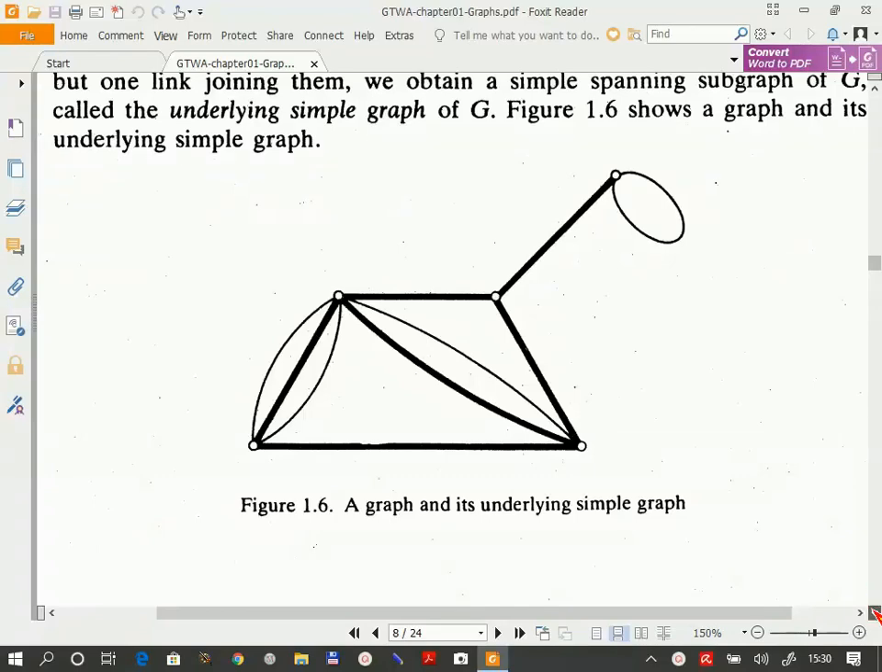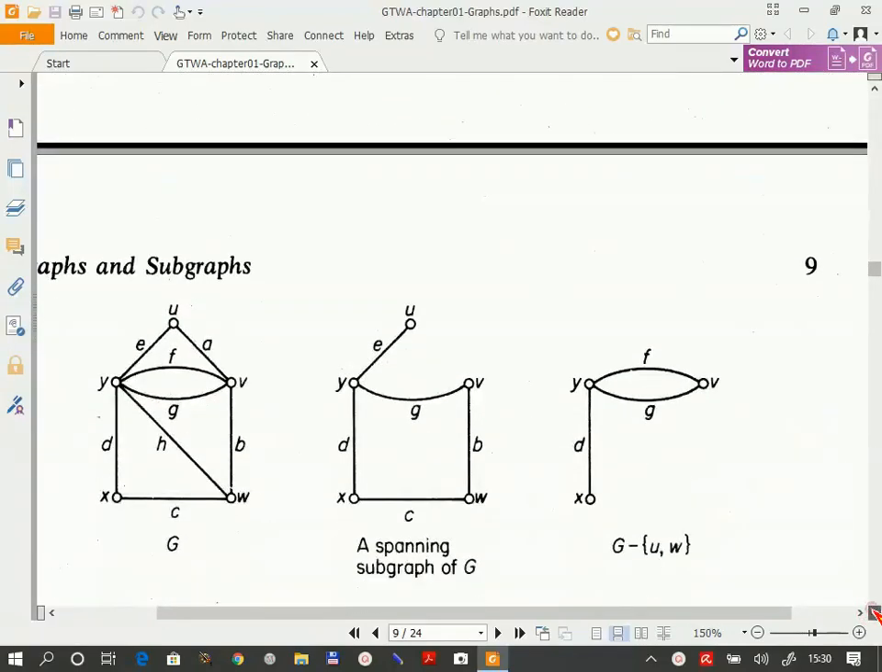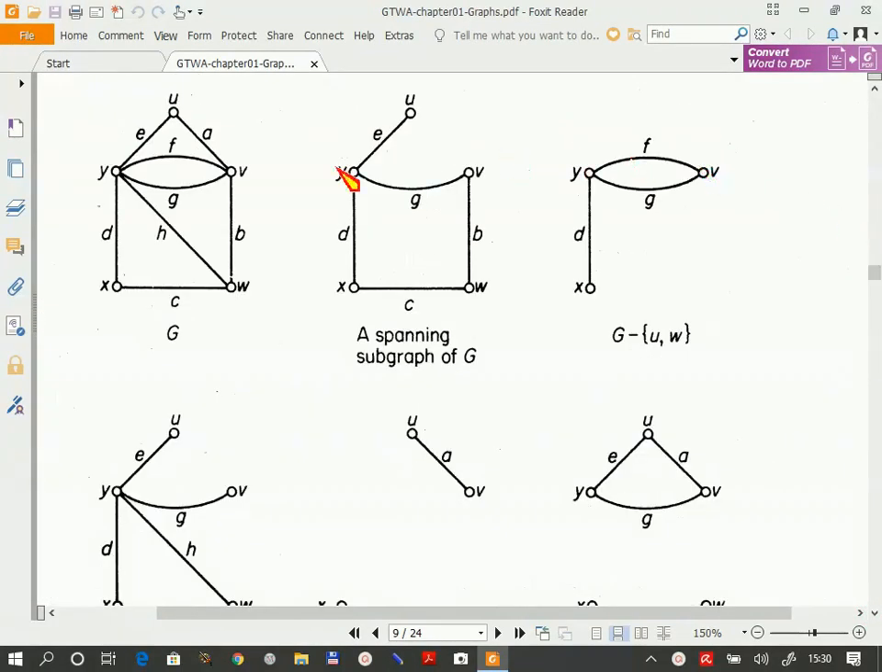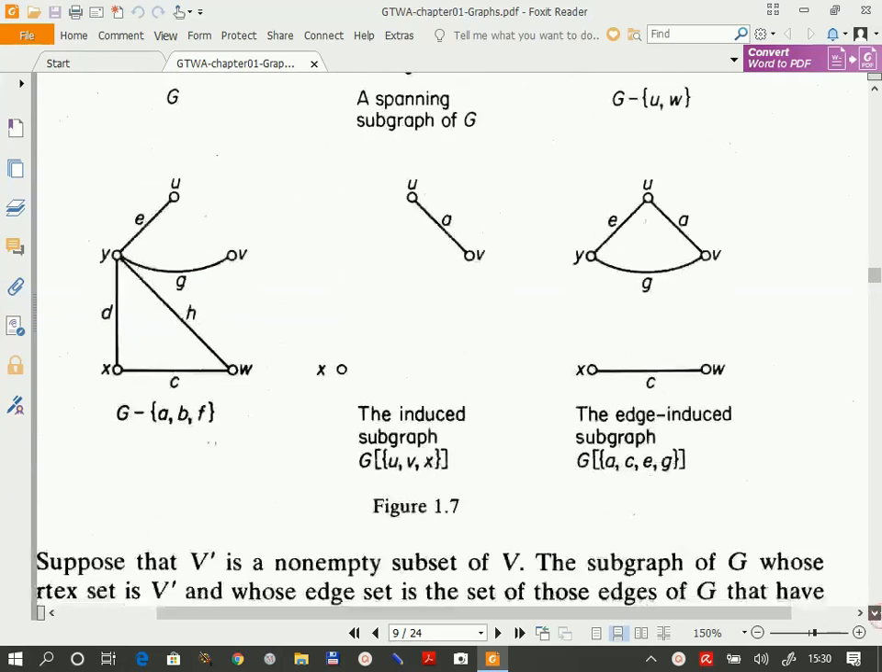Then let's see a spanning subgraph. This is a spanning subgraph. Why? This is the original graph. The vertices are the same, and we have some missing edges. Okay, this is a proper spanning subgraph. And then we have various ways of determining the subgraph.